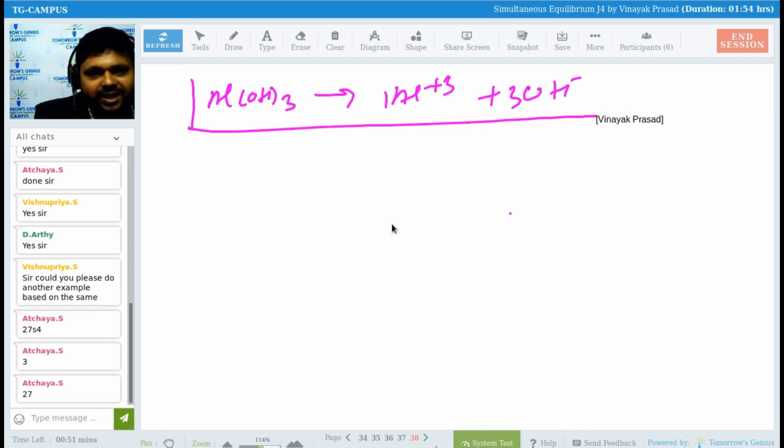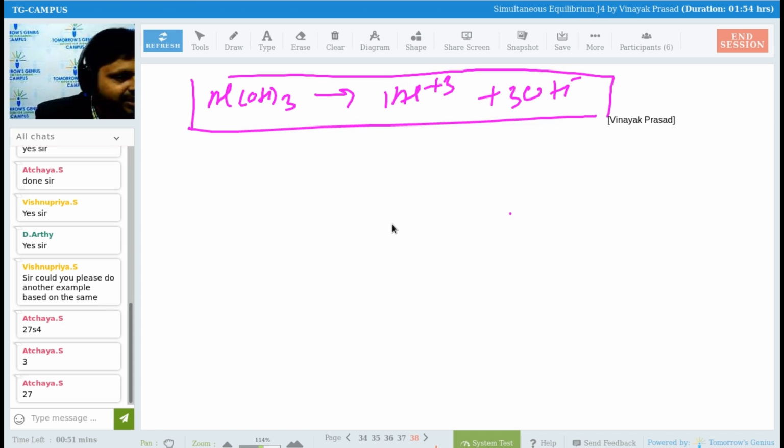So this is a long process. I have given you a short trick. For any compound, you can apply that trick and you will get the right answer for that question. Is it okay? Any problem till here, guys?